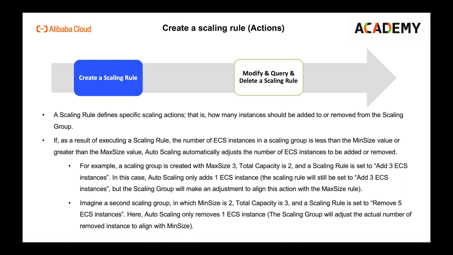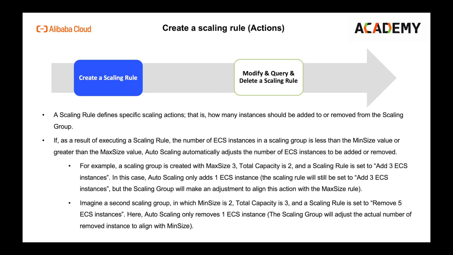Why is that? Well, the current capacity of the group is 2. There's already 2 instances in the group. If we add 1 more ECS instance, we will be at the max size value that's set for the group. If we tried to add 3 instances to our existing 2, the group would contain 5 instances, which would exceed the max size value that's set for the group. As a result, when the scaling activity occurs, the autoscaling service only adds 1 more instance to bring us up to the group max size.